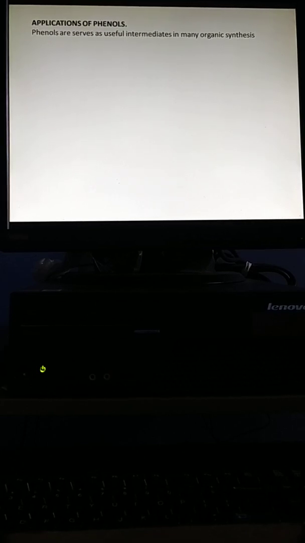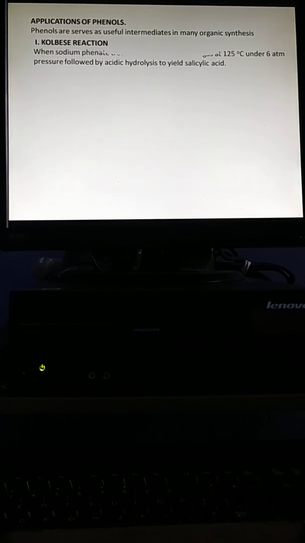Today I am going to discuss the applications of phenols. Phenols serve as useful intermediates in many organic syntheses. Now we will see them one by one. That is the Kolbe reaction.